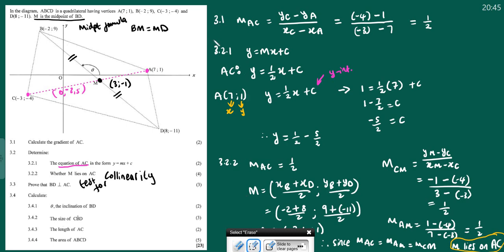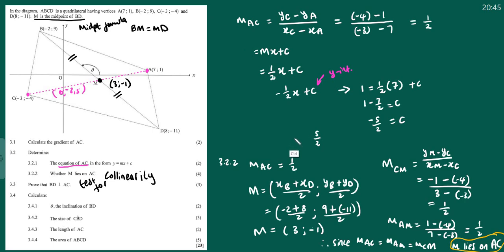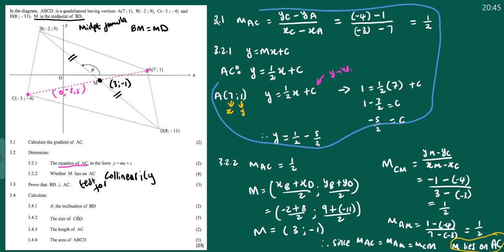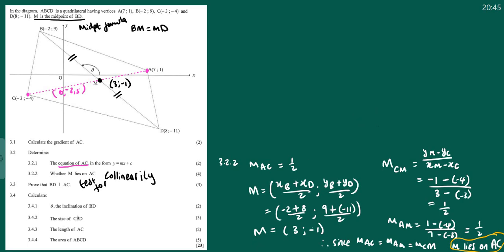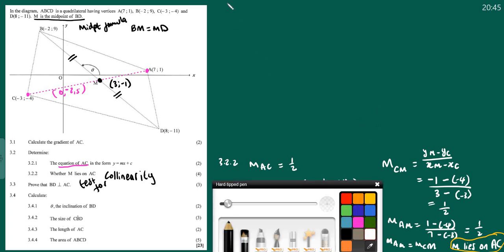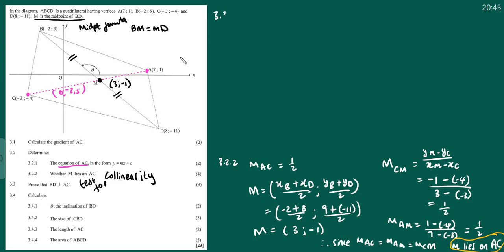Okay, so now we can try the next one. Some of these things we might probably need, but it's fine. Let's just remove them here and then continue. Now for 3.3, it says prove that BD is perpendicular to AC. Now BD is this one. Prove that it's perpendicular to AC.